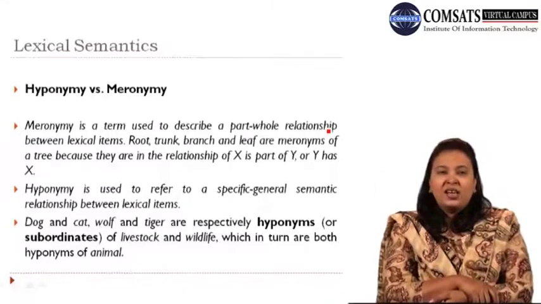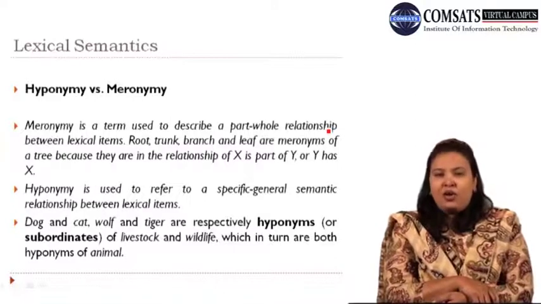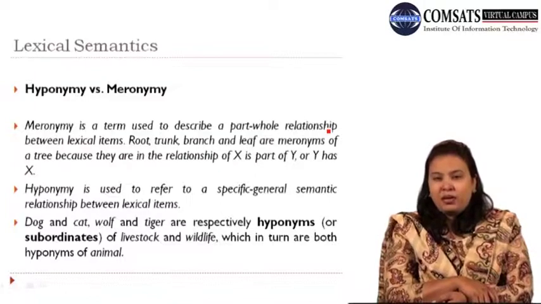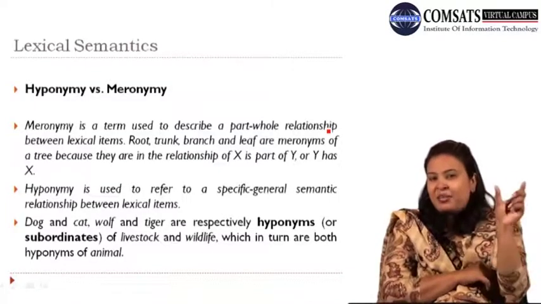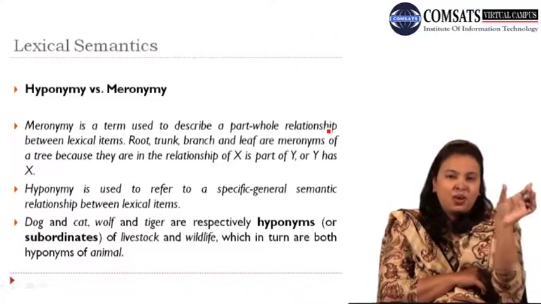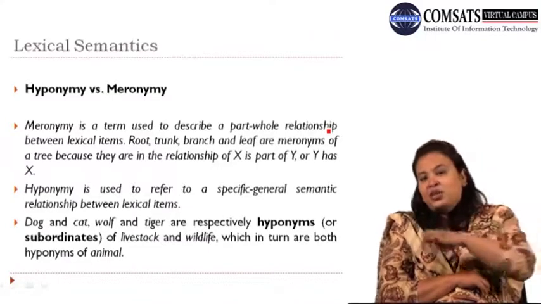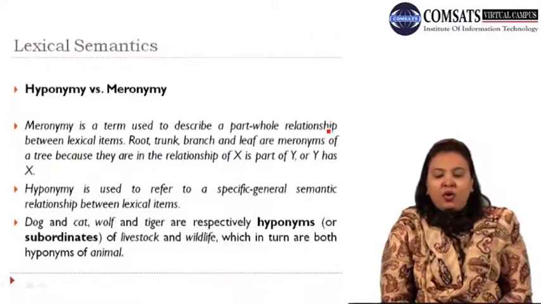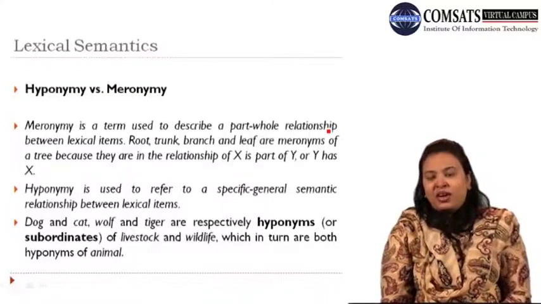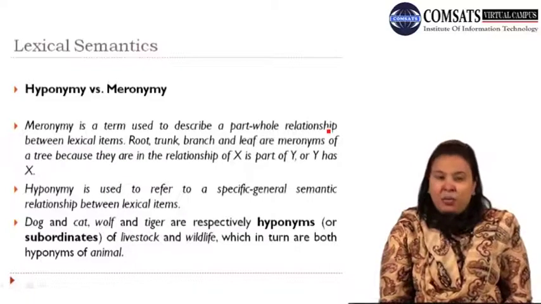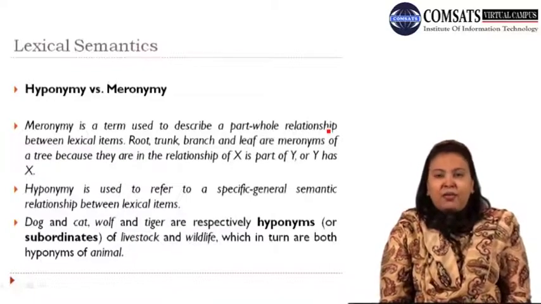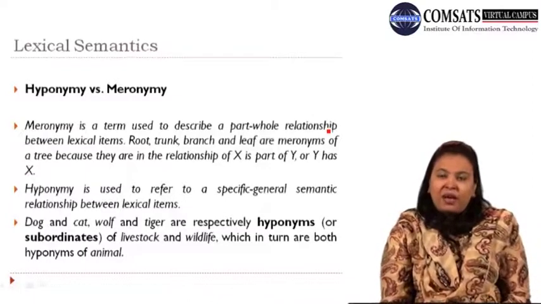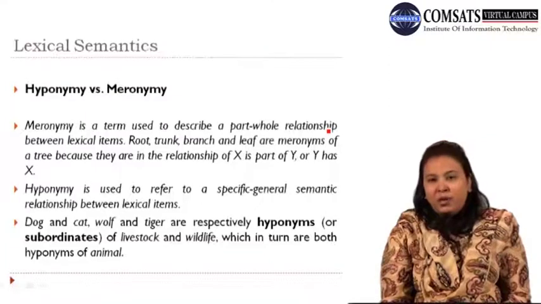For example, if I say animals is one class and dogs and cats belong to that class, so dogs and cats are hyponyms. The class animals is a meronym because it is a whole comprising parts. So this is the relationship between hyponymy and meronymy. Now, for example, the same dog and cat, they are hyponyms to each other, but what is their whole? That is animals. So animals is a meronymy term.